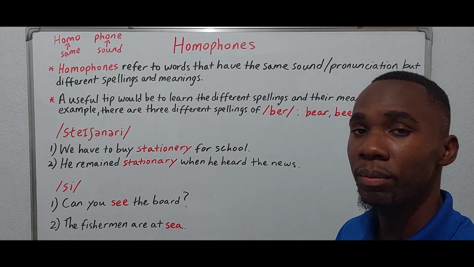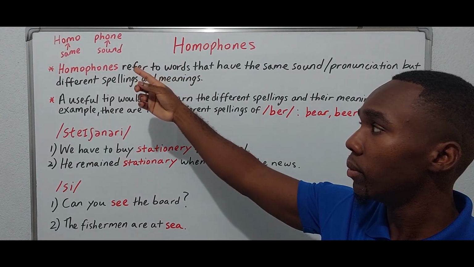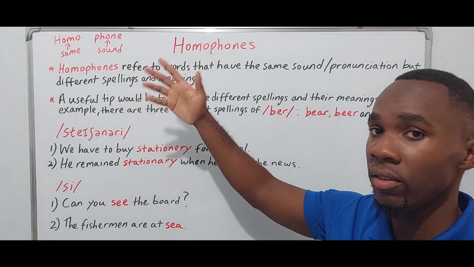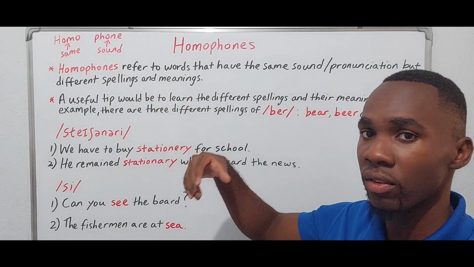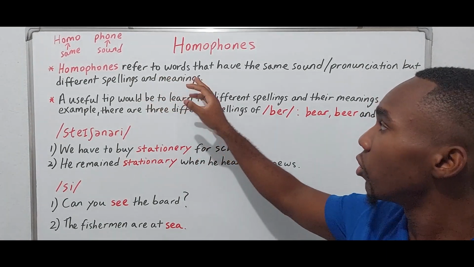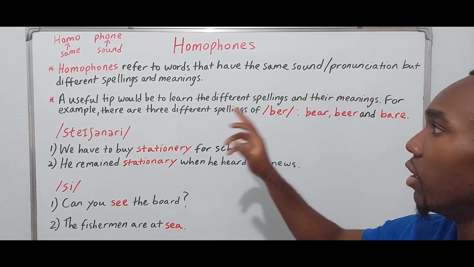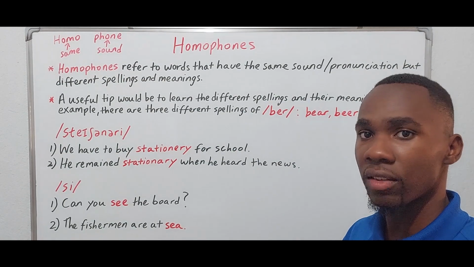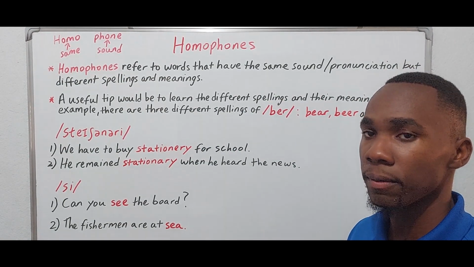Now, let's begin with homophones. So as you see, homo means same and phone, which is also Greek, means sound. So right then and there we know that homophones are words that have the same sound, right? So homophones refer to words that have the same sound or pronunciation but different spellings and meanings.